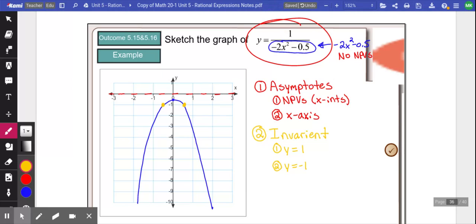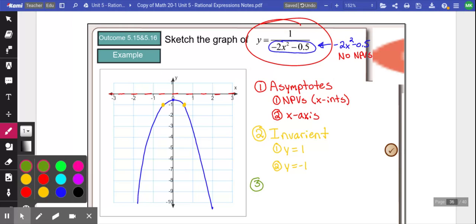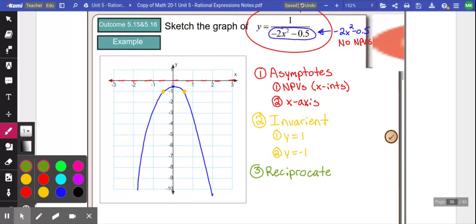Awesome. Our third step is now to reciprocate. And when we reciprocated yesterday, we just kind of drew it out, right? We put our pencil on and drew it. But with quadratics, you do have to reciprocate some individual points. In particular, you have to reciprocate the vertex. So you need to go find where the vertex is.